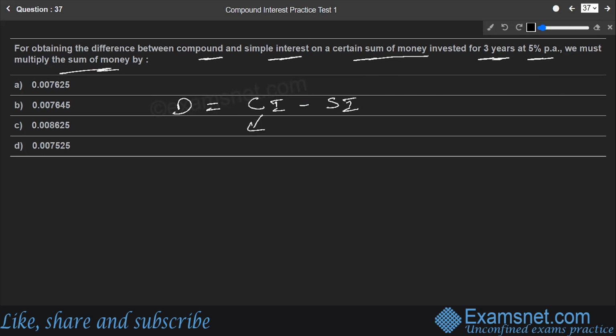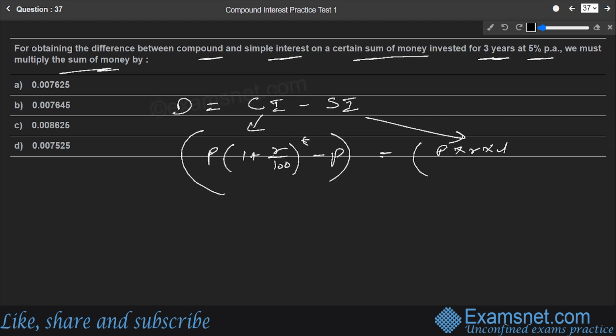The formula for compound interest is obviously P times 1 plus R over 100 to the power T minus P. This is the formula for compound interest, and the formula for simple interest is simply P into R into T upon 100. So if you want to find out the difference between these two, we're going to have to put the values that are already given in the problem itself, and then we can find out the multiplier of it. Okay, so let us put the values, and we'll be able to know what we should multiply it with.